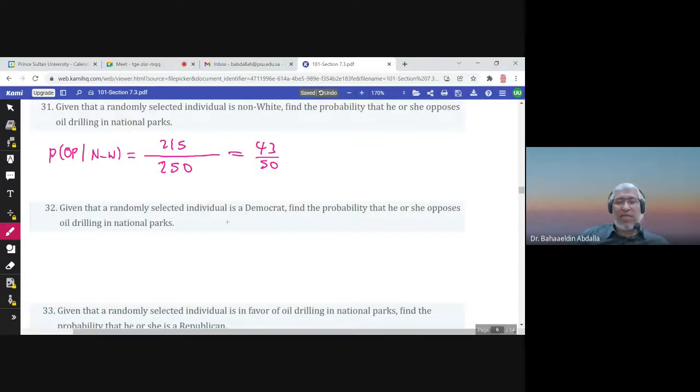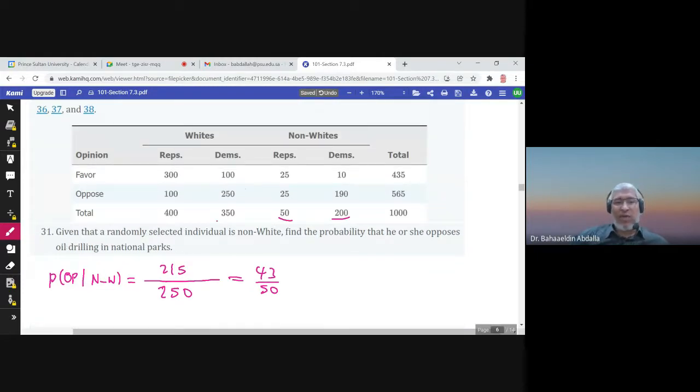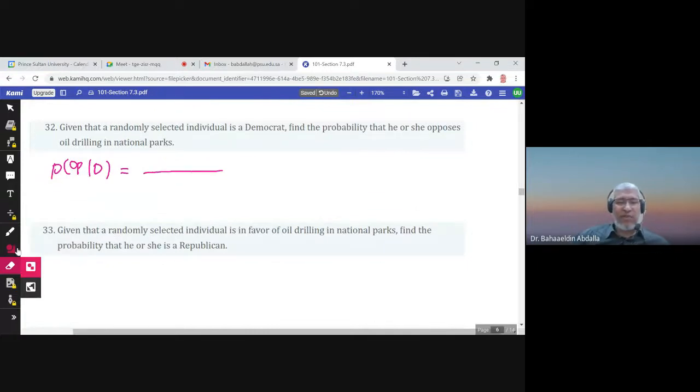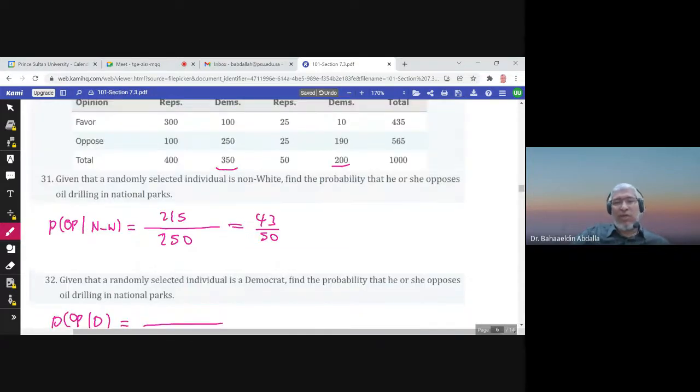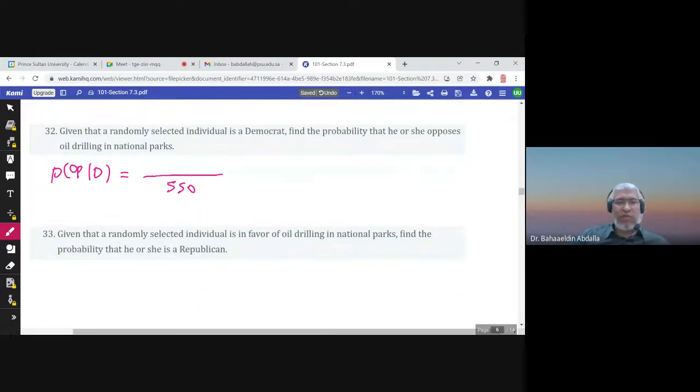Given that a randomly selected individual is a Democrat, find the probability that he or she opposes. So we need opposes among Democrats. How many Democrats are there? We have 350 here, and we have 200 here. So we have 550 if you add. How many are opposing among these Democrats? We have 250 plus 190. So it is 440.